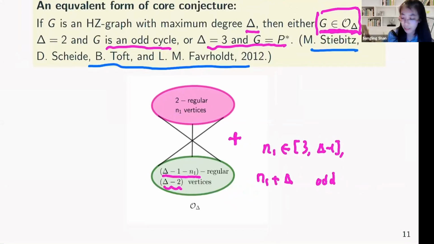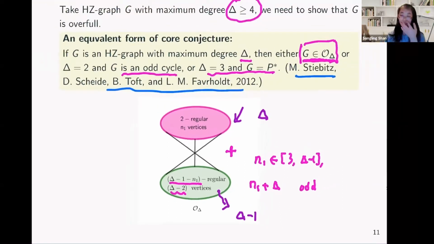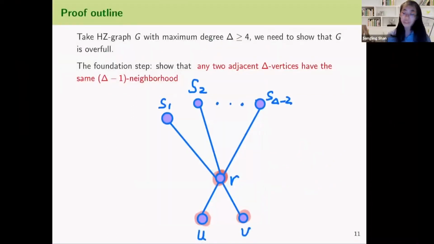By this construction, all the vertices on the top are the maximum degree vertices, and all the vertices on the bottom have degree delta minus 1. So to prove that any Hilton-Zhao graph with delta at least 4 belongs to this class, one of the foundation steps is to show that if we take any 2 adjacent delta vertices, then they have exactly the same delta minus 1 neighbors. Delta minus 1 neighbors means neighbors of degree delta minus 1.